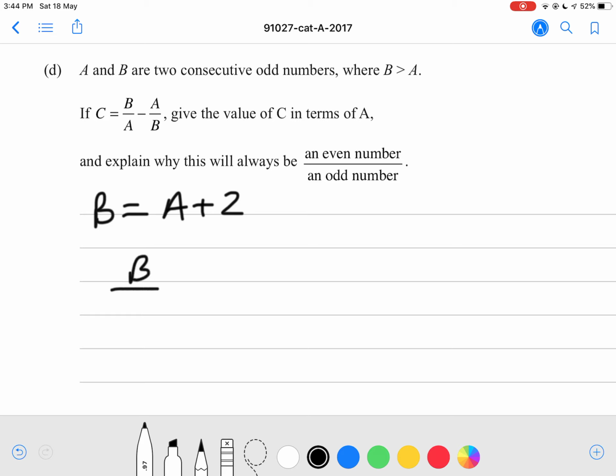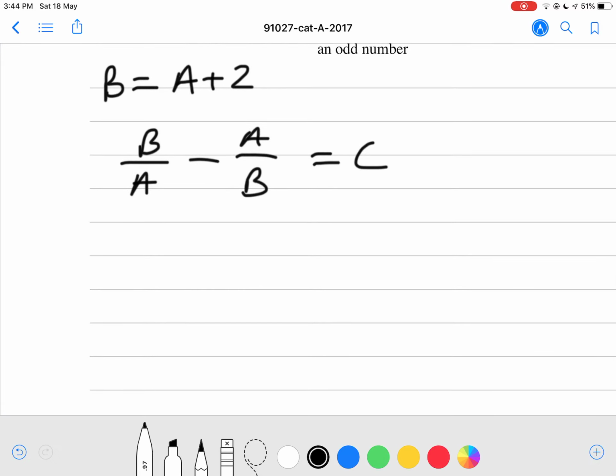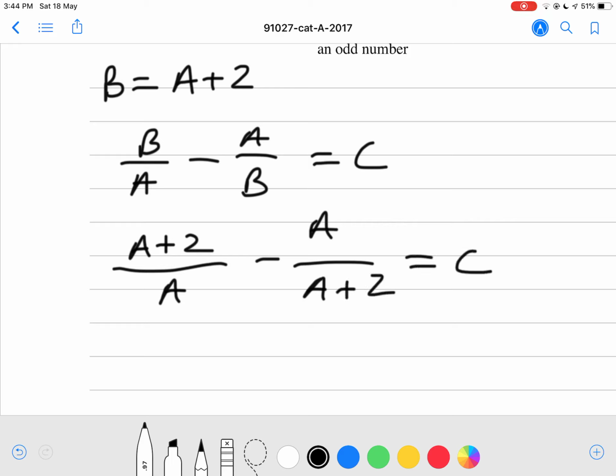So basically, B divided by A minus A divided by B equals C. Then we can substitute B equals A plus 2. So A plus 2 divided by A, minus A divided by A plus 2, because we're substituting B equals A plus 2, and that equals C.